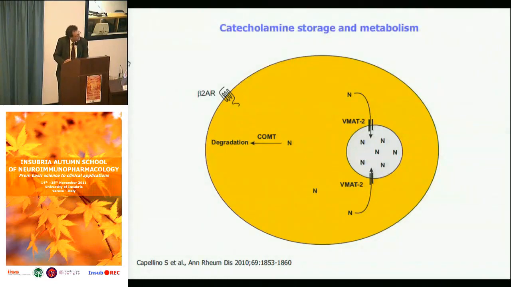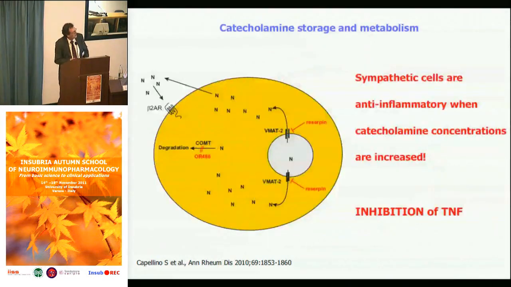Now, when you try to manipulate the catecholamine production, you try to manipulate it by changing, for example, the transport of noradrenaline into the vesicles, or by blocking the degradation of noradrenaline. You can do this by drugs, and this was a collaboration with Marco. This can be done, for example, with reserpine. Reserpine blocks this channel, so you have more norepinephrine outside, and you can block it with a COMT blocker, and you have more norepinephrine in the cytoplasm.